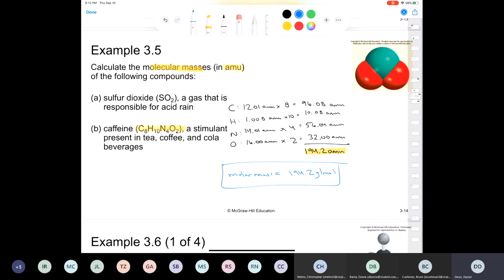Anybody could go over to a balance and weigh out 194.2 grams of something. So again, you see how using molar quantities, molar masses, we're able to weigh out a number of molecules that we can grasp using Avogadro's number. All right, give me a thumbs up if you follow me on that one. I went over it pretty slow, I think.